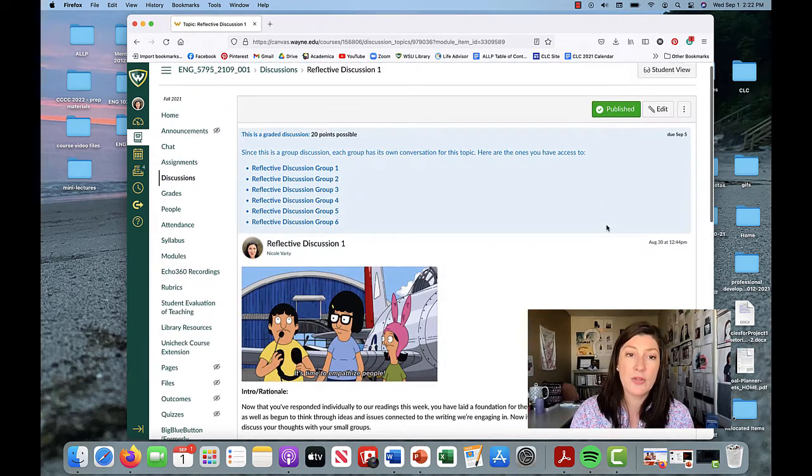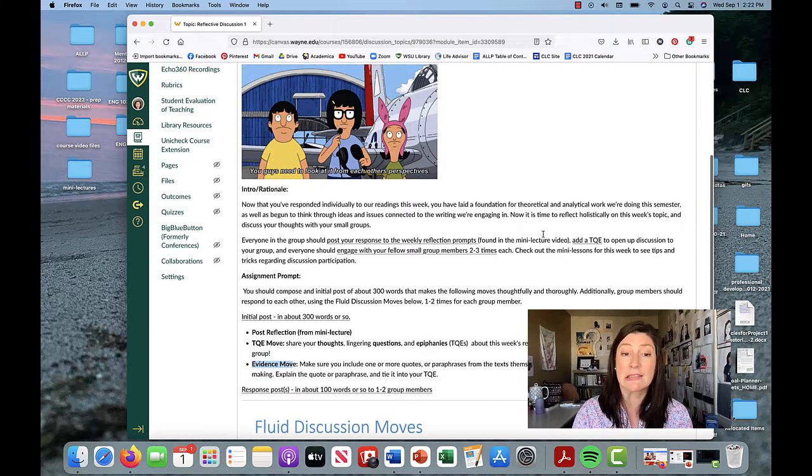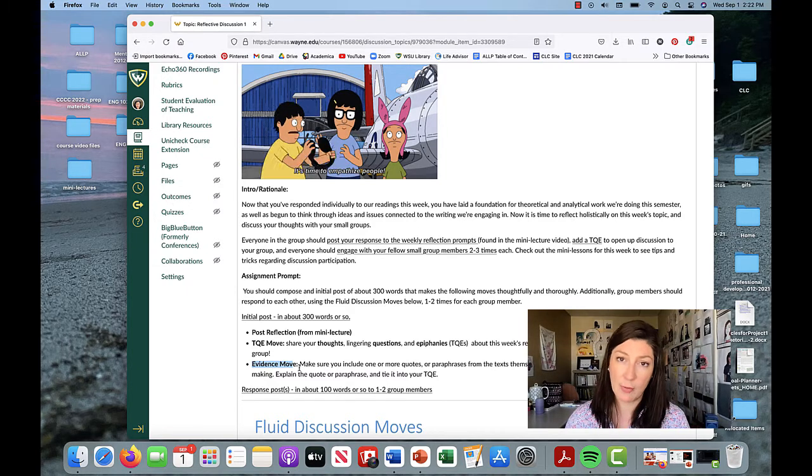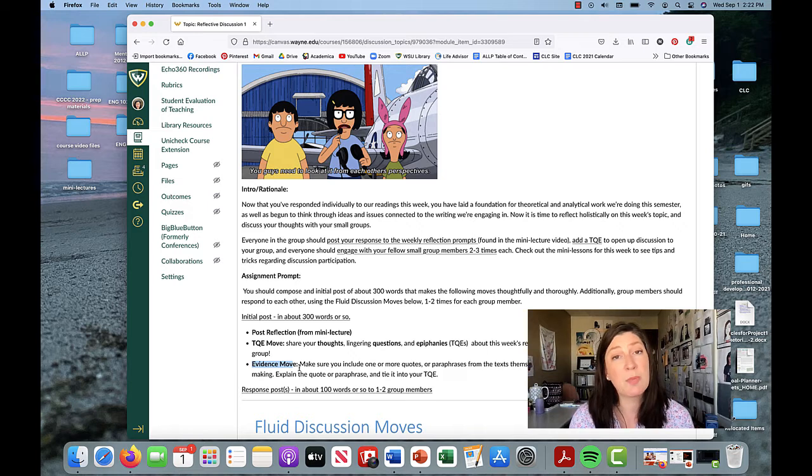But another note is that you've got 4 distinct moves here in the reflective discussion. It is a good idea to get started on this before Sunday for a couple of reasons. First of all, it's just polite to your group members because it sucks to be the only group member in the discussion and nobody's interacting with you and you can't get your responses in because nobody else has posted yet. Please start this early. As soon as you've done your reading response, you can get started on the reflective discussion.